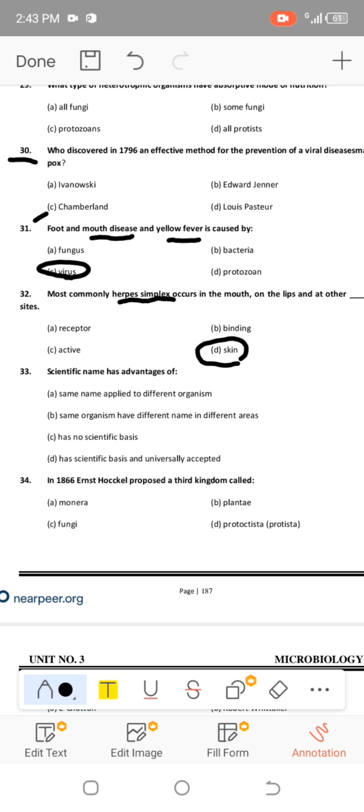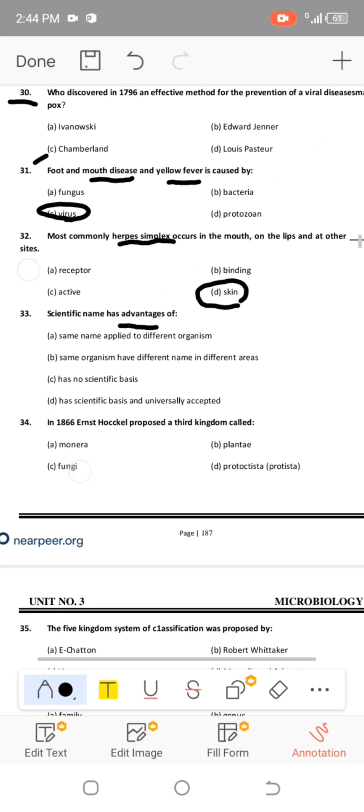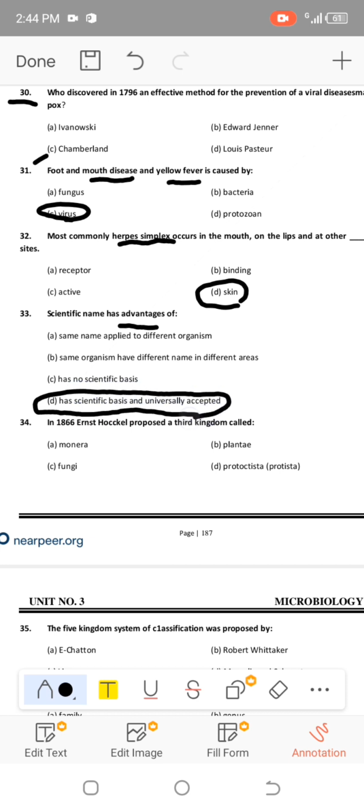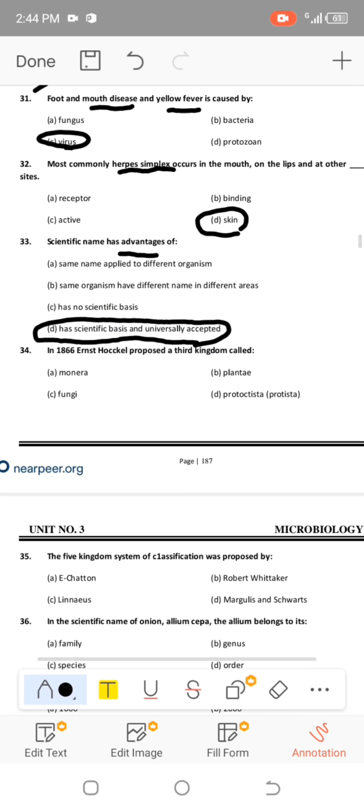Now 33: scientific name has advantages of. Why do we mostly give scientific names to different living organisms? Scientific names have advantages because they have a scientific basis and are universally accepted. That's why in 1866 Ernst Haeckel proposed the third kingdom, Protoctista. The third kingdom was Protoctista.